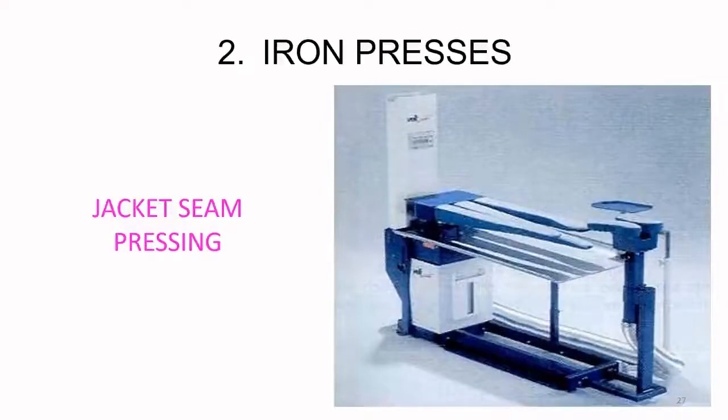And this is another such iron pressing system where jacket seam pressing can be done. There is a seam at the back, in the front. So those seams can be specially ironed using this particular pressing system.